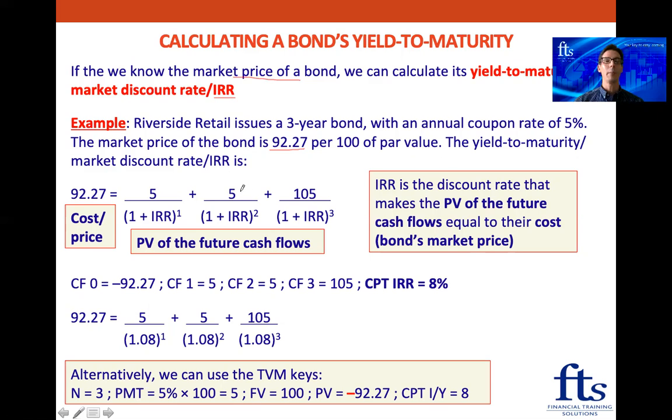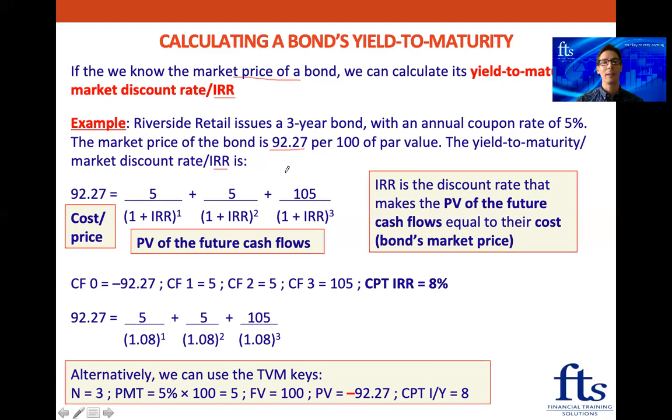So do we remember, this is now actually going back to corporate finance, that the IRR, the internal rate of return, is the discount rate that makes the present value of the future cash flows over here equal to their cost, which is the bond's market price. So we then need to solve for this IRR. And remember, we have to do it through trial and error if we don't have a financial calculator. But fortunately, we just got to plug the cash flows into the calculator.